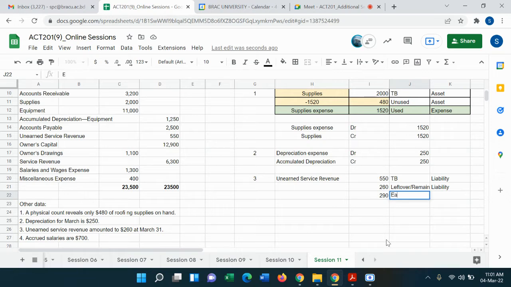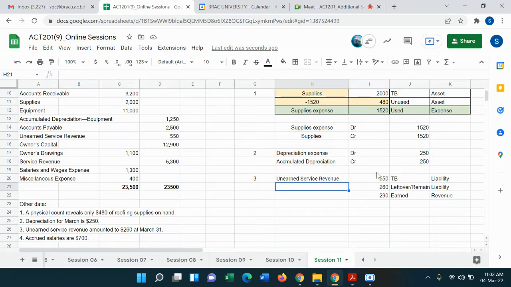Exactly. So if you provide the service, it means it is earned, and it will be revenue. So what should be the adjustment? Unearned service revenue is a liability. In the trial balance, it is recorded as 550, but it should be 260. How can we make it 260?